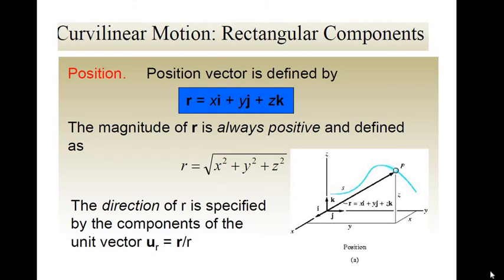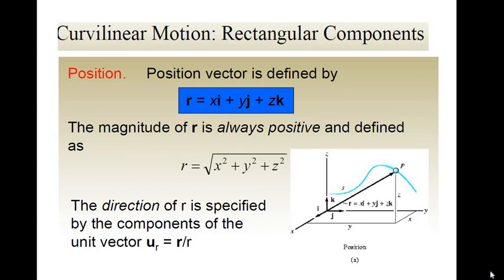This system is useful for describing the motion where x and y coordinates are independently generated or determined. Position. Now we discuss the position. Position vector is defined by r is equal to xi plus yj plus zk. The magnitude of r is always positive and determined as r is equal to root of x square plus y square plus z square, as shown in the figure.